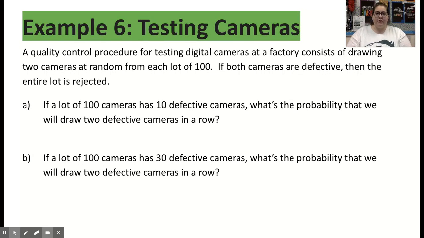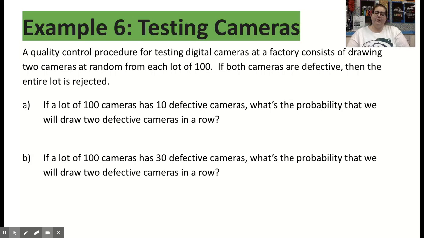So just to put that through one more example, testing cameras. A quality control procedure for testing digital cameras at a factory consists of drawing 2 cameras at random from each lot of 100. If both cameras are defective, then the entire lot is rejected. So part A, if a lot of 100 cameras has 10 defective cameras, what's the probability that we will draw 2 defective cameras in a row?